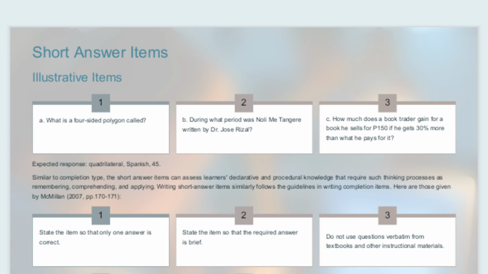This table shows examples of short answer items. First, the question: what is a four-sided polygon called? The expected response is of course quadrilateral. Second, during what period was Noli Me Tangere written by Dr. Rizal? Expected response, of course, Spanish. And lastly, how much does a book trader gain for a book he sells for 150 pesos if he gets 30% more? Expected response, of course, 45.